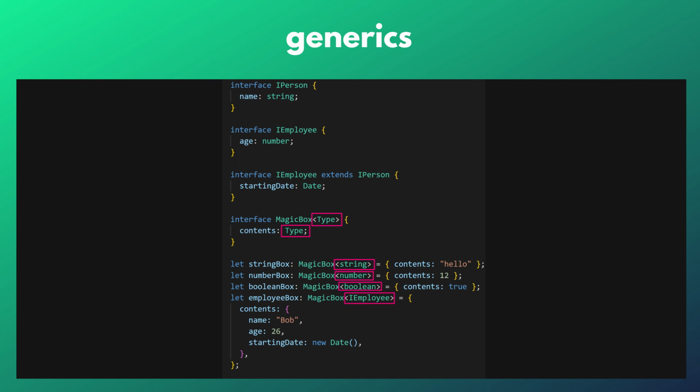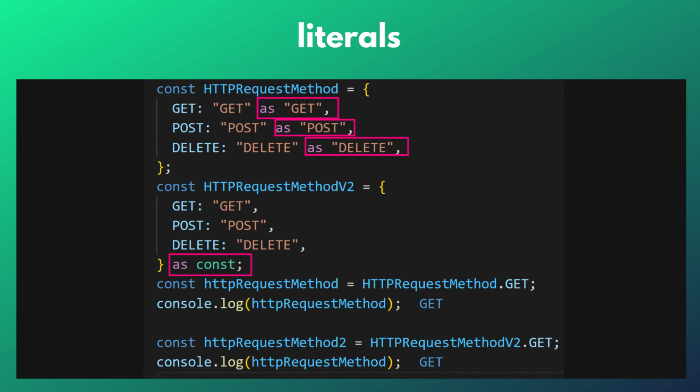Let's say we define a magic box that can contain a string, another box contains a number, another a boolean, and so on. In order not to write new data types, we can create a generic one, whose data type that will be contained in the contents field will be specified on call. Literals. Two methods to transform the object into a literal object using as. If you hover on HTTP request method or HTTP request method 2, you'll notice that the type is get, not a string, as const makes all the fields read-only.